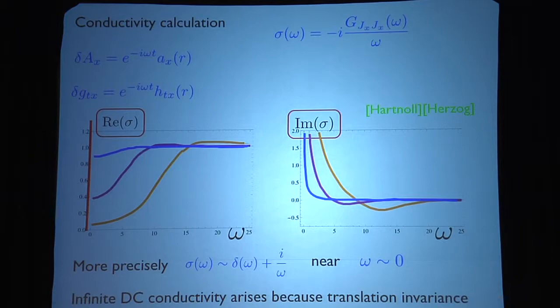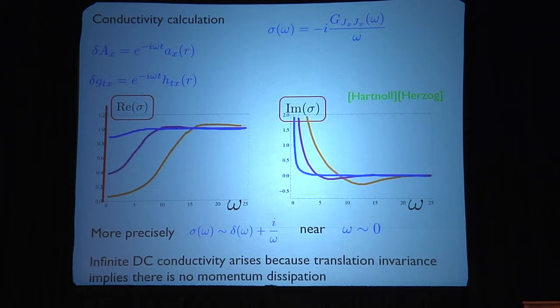So the black hole solution I wrote down before is translationally invariant, momentum is conserved, there's no way for momentum to dissipate, and so you get this infinite response if you put on an applied electric field.